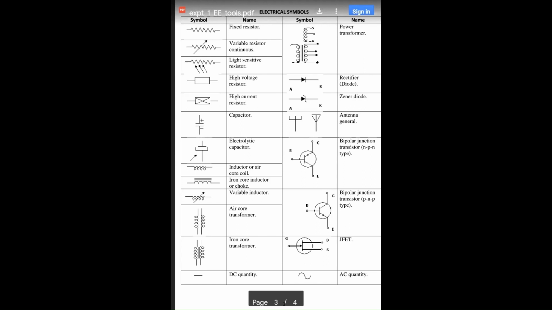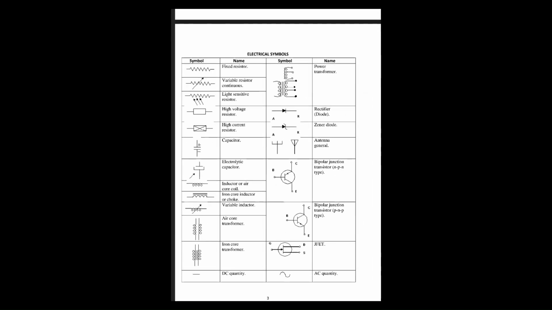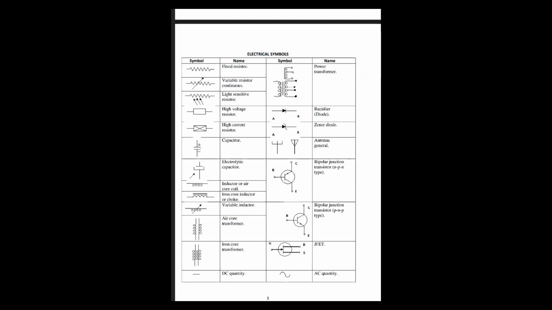Again, the caution is to be applied for the resistance symbol. Whenever we draw the resistance symbol, if it begins with a crest, then it should end with a trough. If this is our ground level, some part of the resistance should be below that, and some part should be above that. Then variable resistor, light sensitive resistor, similarly high voltage resistor, high current resistors.